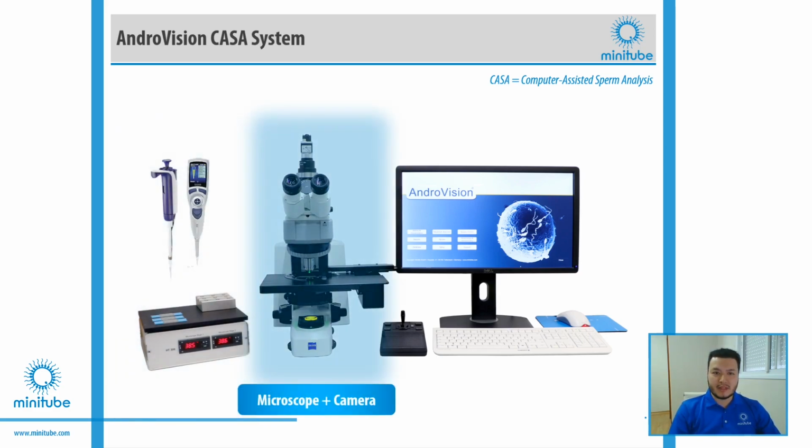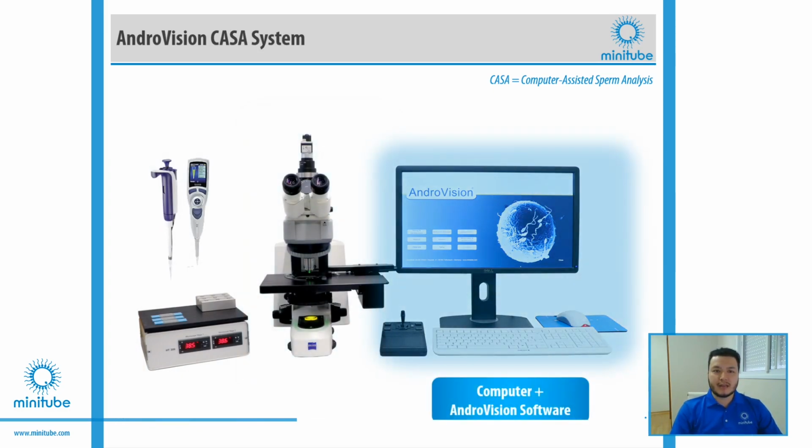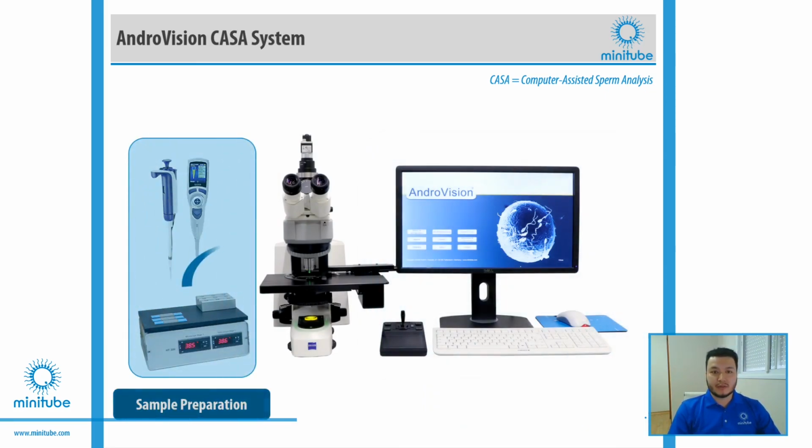The sample is then placed in the microscope, which has a camera connected, and the live image is analyzed by the computer with software, which is the Androvision itself. So the main focus of this presentation will be on the sample preparation for standardized motility and concentration measurements.